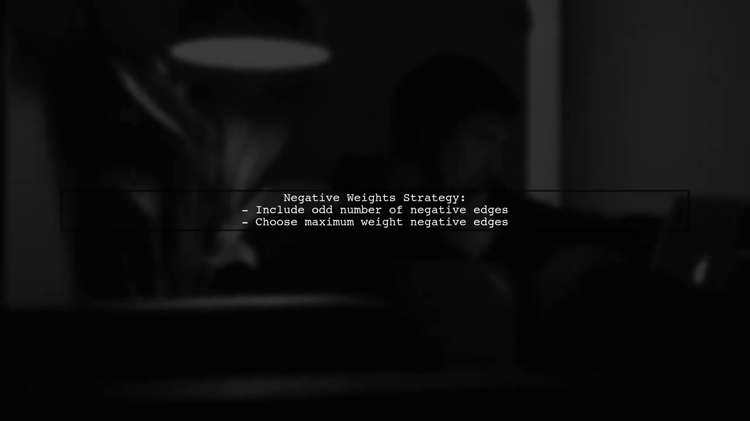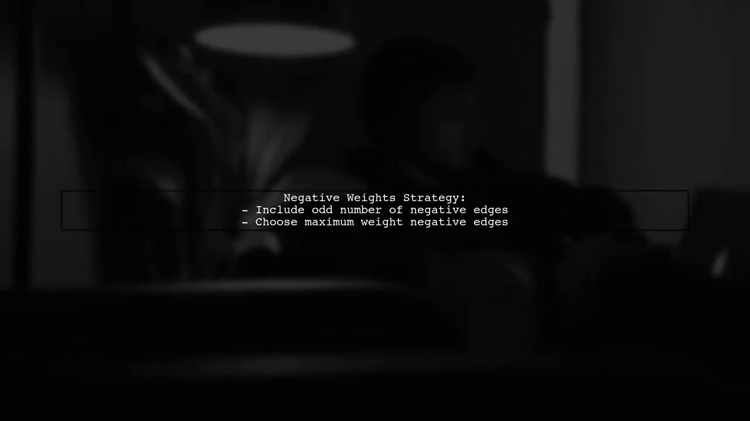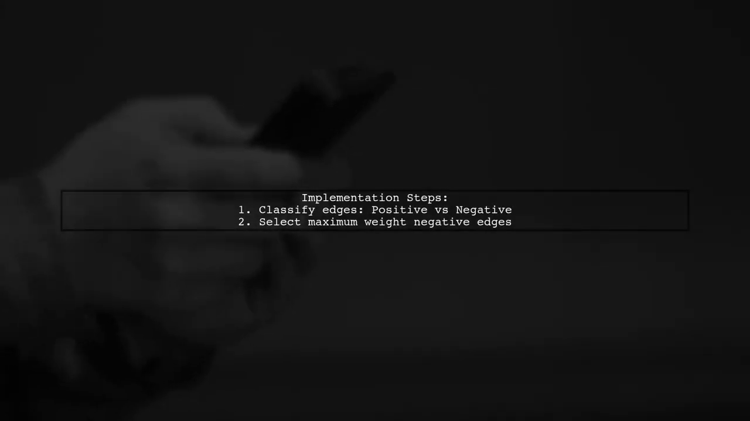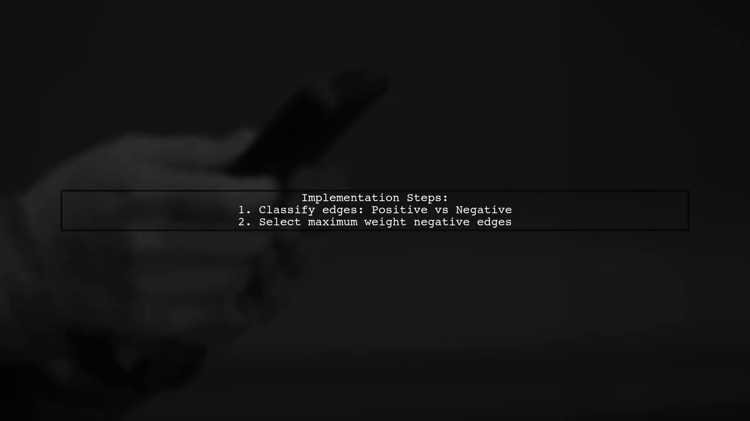With negative weights, we must include an odd number of negative edges, specifically the ones with the maximum weight. This is crucial for maintaining the minimum product. To implement this, first identify all edges and classify them into positive and negative weights. Then, select the maximum weight negative edges to include in your spanning tree. Finally, combine the selected negative edges with the minimum spanning tree formed by the positive edges to achieve the minimum product spanning tree.